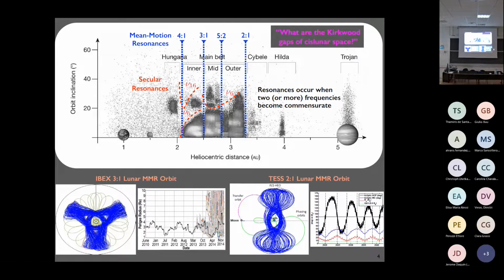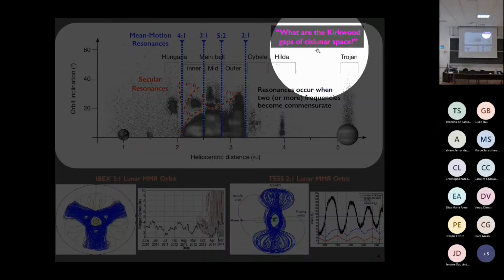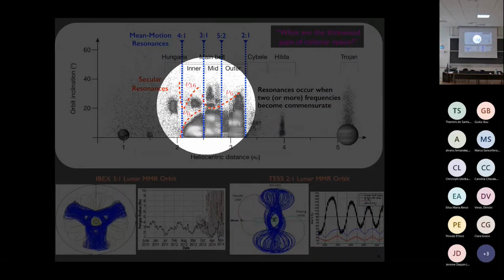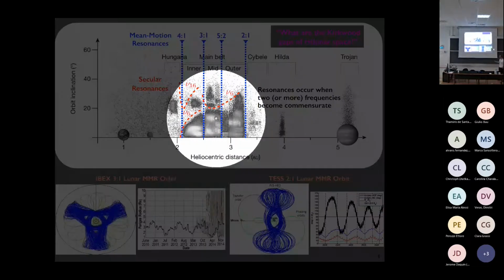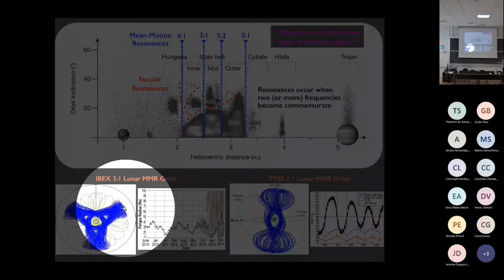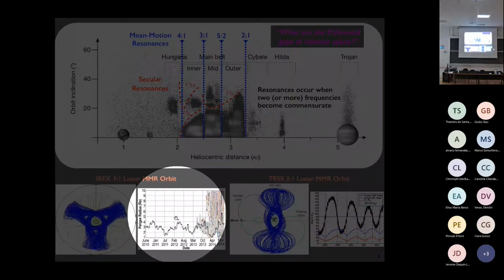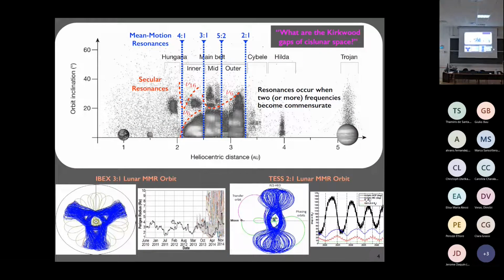One of the questions that I've asked is: what are the Kirkwood gaps of cislunar space, and why are we locating our spacecraft in those gaps? IBEX actually is a very interesting spacecraft because it was launched in an orbit very close to the 3-to-1 mean motion resonance of the Moon.